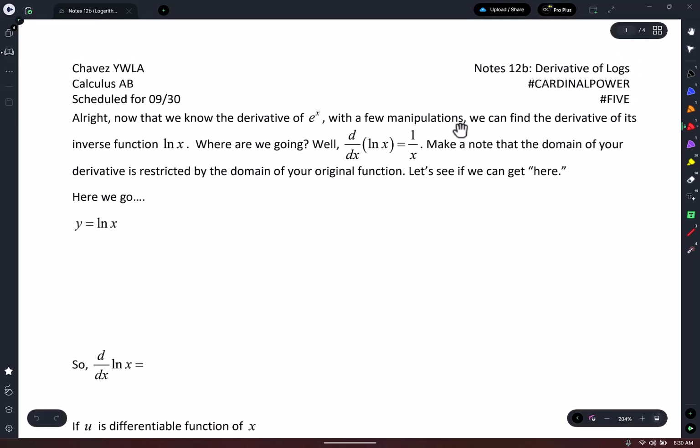So we're going to derive, it says, we know how to take the derivative of e to the x. With a few manipulations, we can find the derivative of its inverse function, ln of x. Where are we going? Well, let's see.